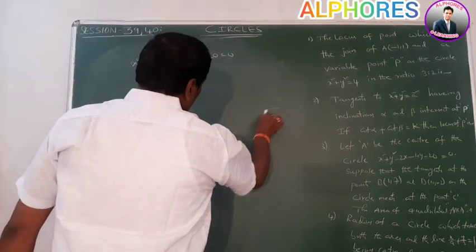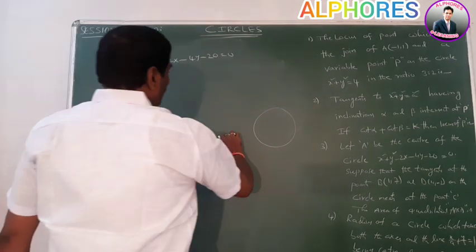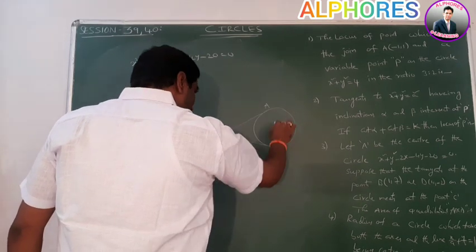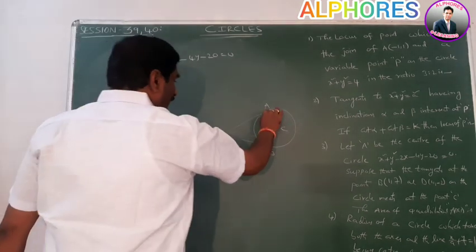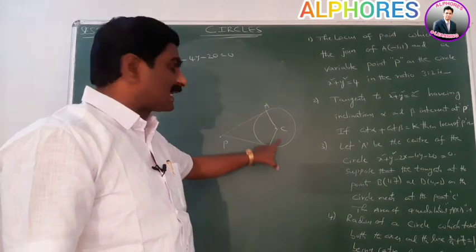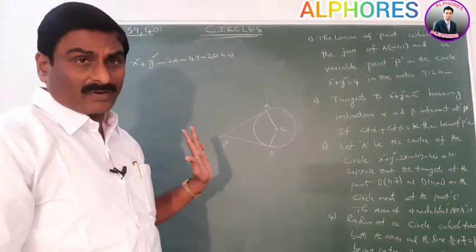First, suppose P is any exterior point to the circle S is equal to 0 and PA, PB are two tangents, and let C be the center of the circle. Join AC and join BC. Then the area of the quadrilateral formed by PACB is nothing but R into root S11. Already we proved this value.